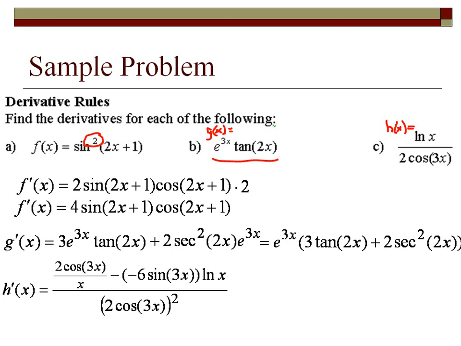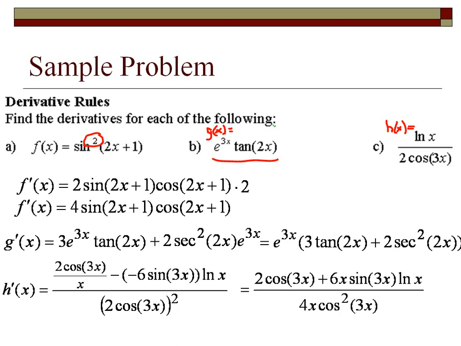Some simplification should be done. Multiply top and bottom by x to get rid of the extra fraction. Change that minus negative to a plus. When I multiply by x, I get 2 cosine 3x plus, because minus negative, 6x sine of 3x ln of x. Then when you square this term right here, I get 4 cosine squared of 3x. Notice I did not square the 3x on the inside of the cosine. And then, of course, I multiplied top and bottom by x to get the x here. So most likely you would see the answer in the form of this final one right here.